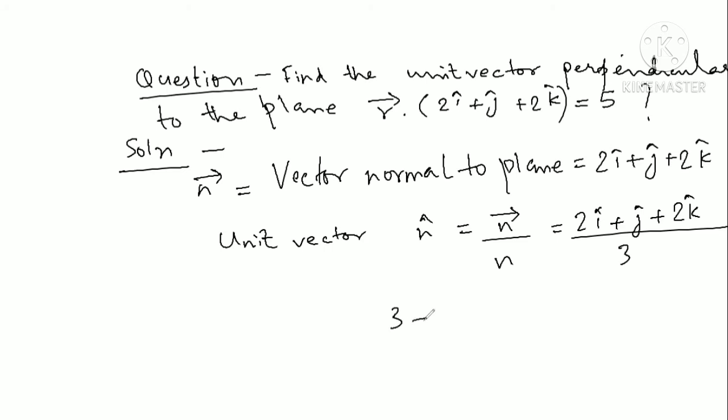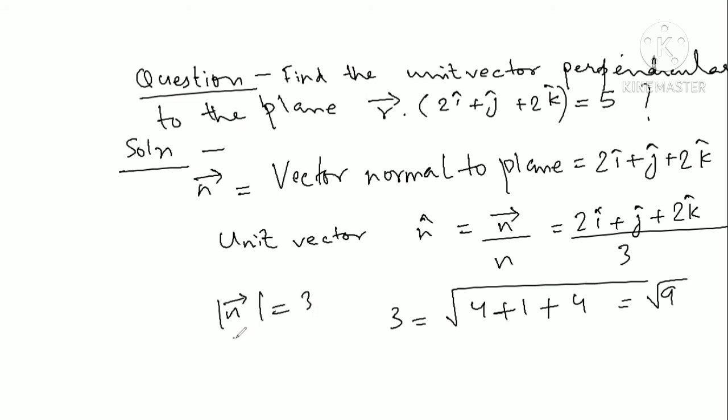3, how do we get 3? We get 3 like this: square root of coefficient of i cap square, so 2 square is 4. Coefficient of j square, 1. And then coefficient of k cap, 2 square. So this becomes root of 9, and root of 9 is nothing but 3. So that is why the magnitude of vector n is 3. And in order to make it a unit vector, we need to divide vector n by magnitude of n. So that is why I have divided vector n by magnitude of n, which is 3.